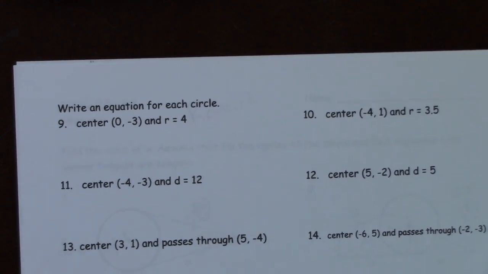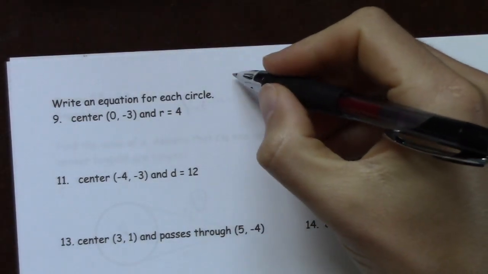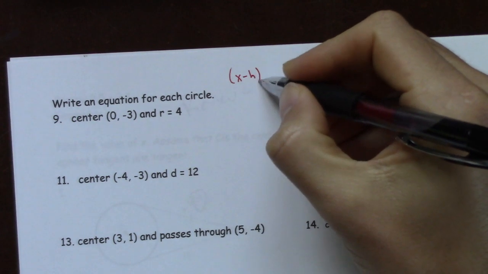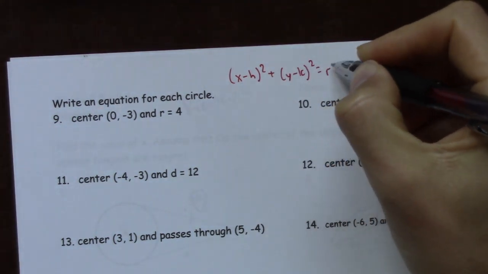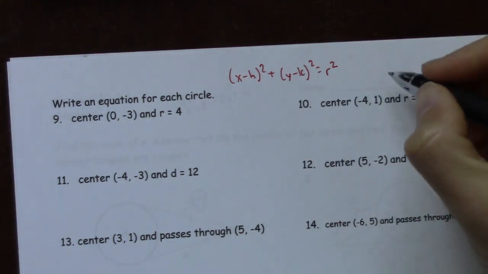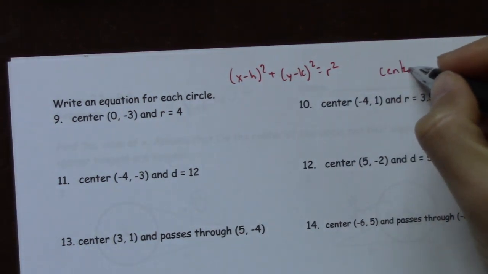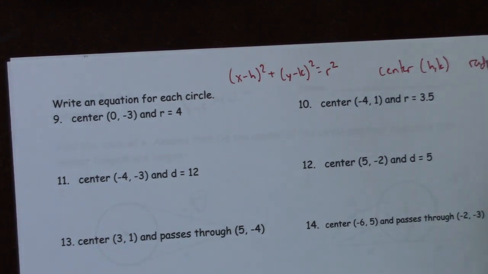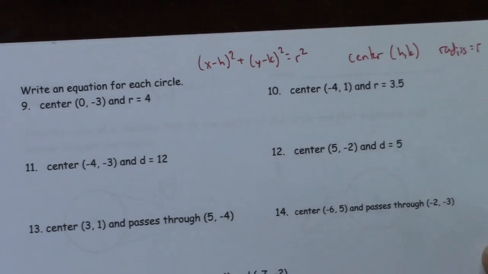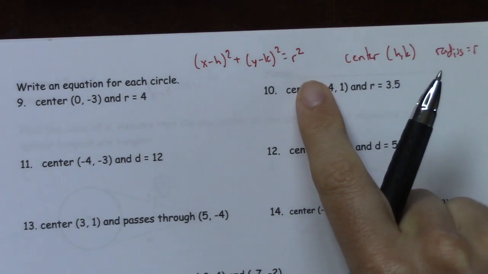Last part, here we go. We must remember that the equation of a circle is (x − h)² + (y − k)² = r², where h and k is the center and the radius is r. And sometimes you might multiply out the squared part, that's okay.